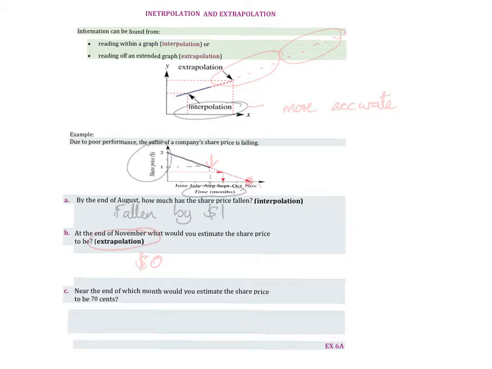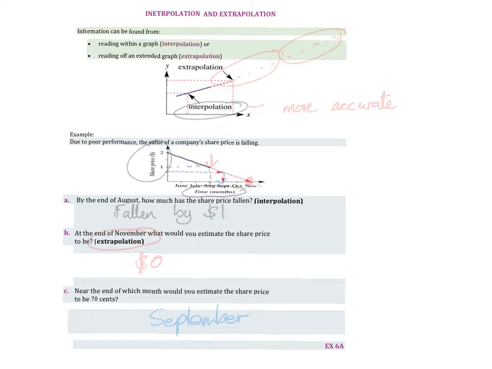The last bit there, near the end of which month would you estimate the share price to be 70 cents? So where is 70 cents? Well, it's this line here. Okay, so they've already drawn it in for us, and we drop that down. And again, it's in the red zone, which is the extrapolating part. But again, it's a guesstimate, and we would guess that it would be around about September that the share price would be 70 cents.